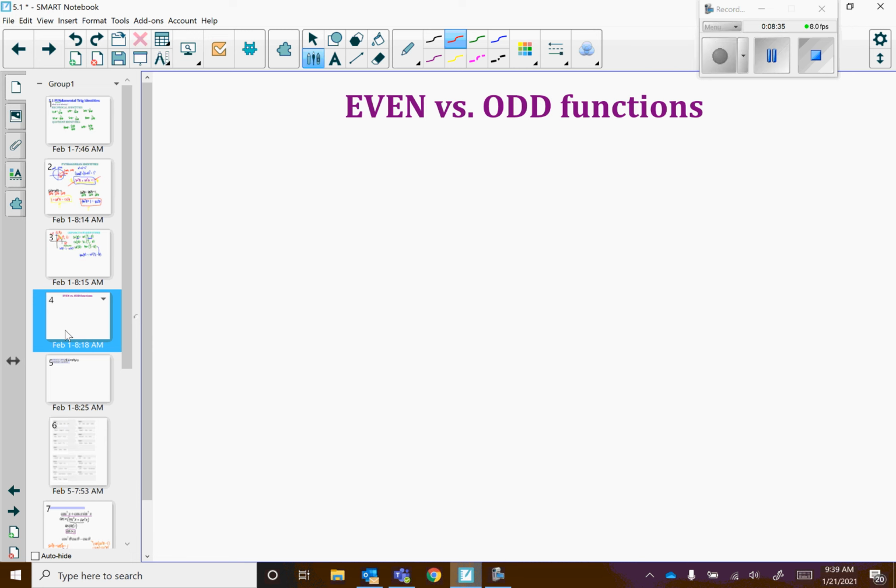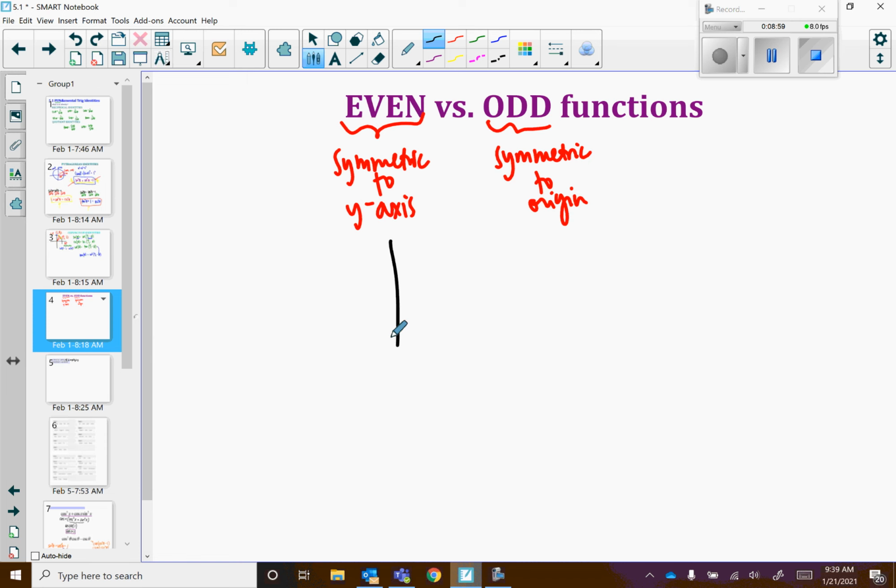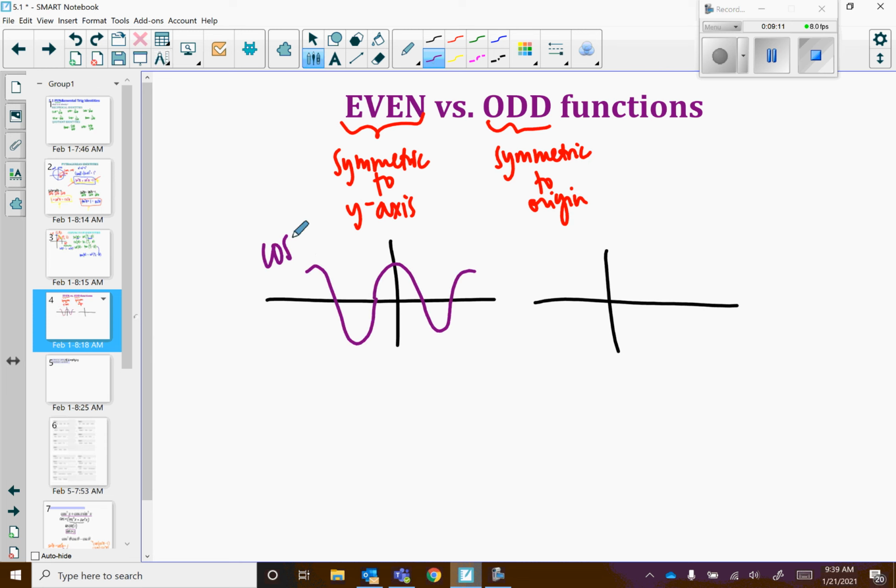The last type of trig identities that we are starting with is even and odd functions. So think back, hopefully you remember, even means we are symmetric to the y-axis, like x squared, and odd means we are symmetric to the origin. So if I consider my two main trig functions, which one is even, which one is odd? Well, the function that is symmetric to the y-axis is cosine, and the function that is symmetric to the origin is sine.